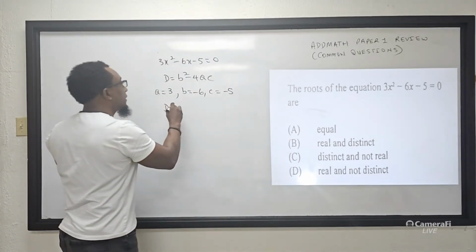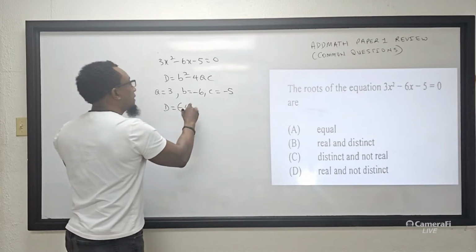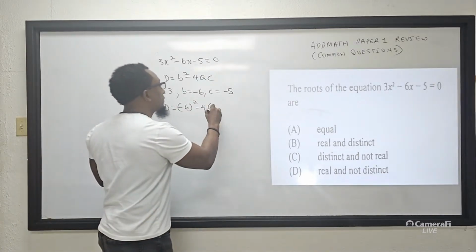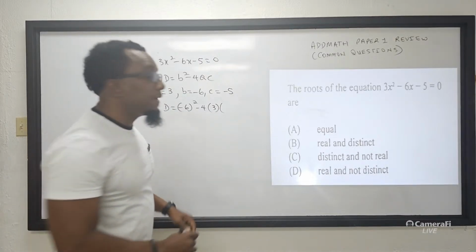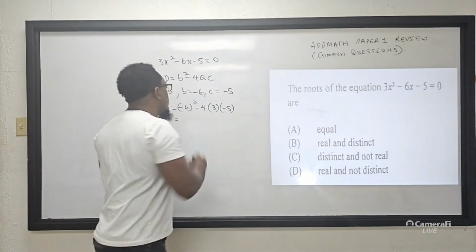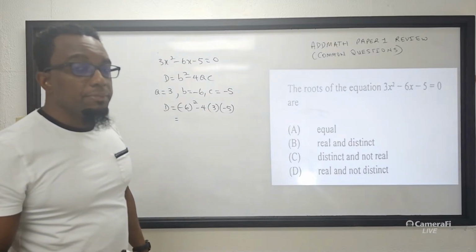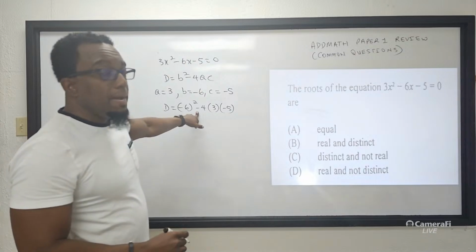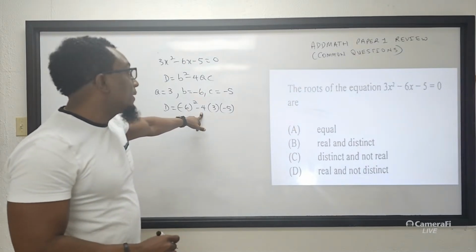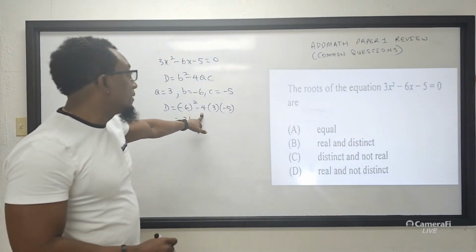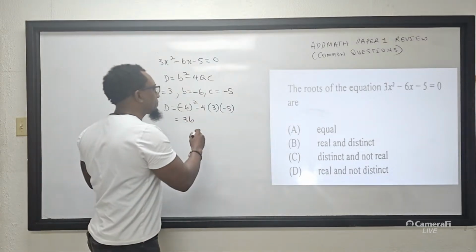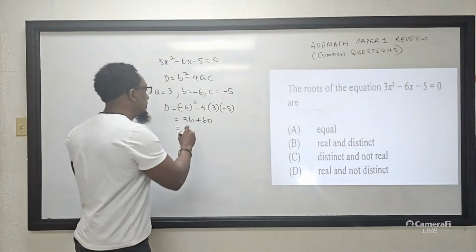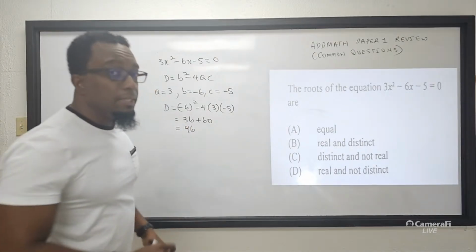So d is equal to, I'm replacing b with negative 6 in brackets squared, minus 4, I'm replacing a with 3 in brackets, I'm replacing c with negative 5 in brackets. So I'm going to get negative 6 squared will be negative 6 by negative 6, which is positive 36. Negative 4 by 3 is negative 12. And negative 12 by negative 5 is plus 60. So I know 36 plus 60 will give me 96, which certainly is greater than 0.